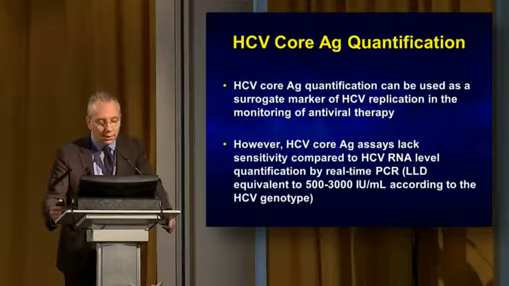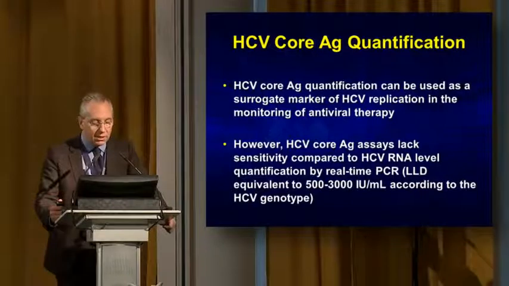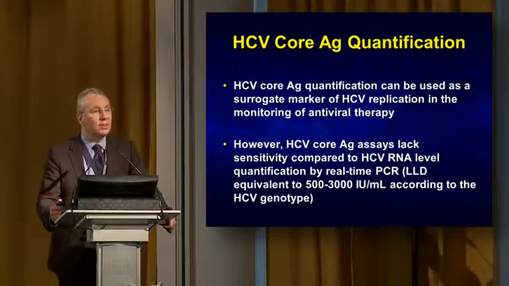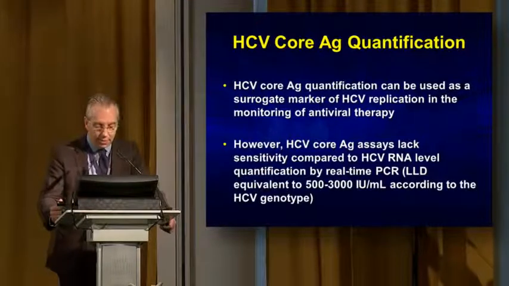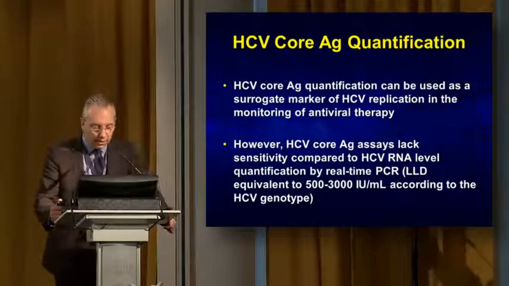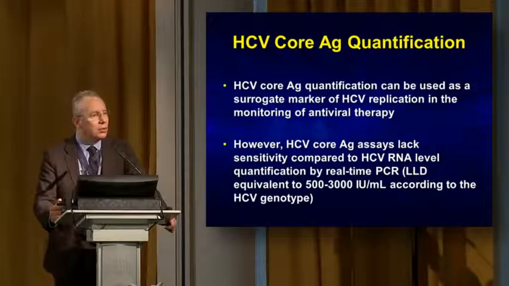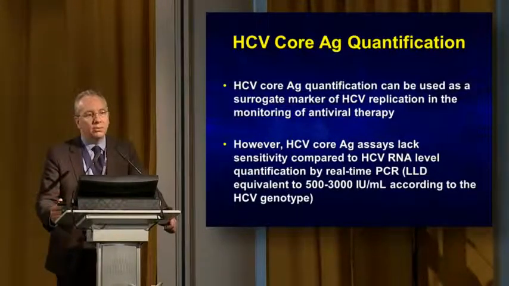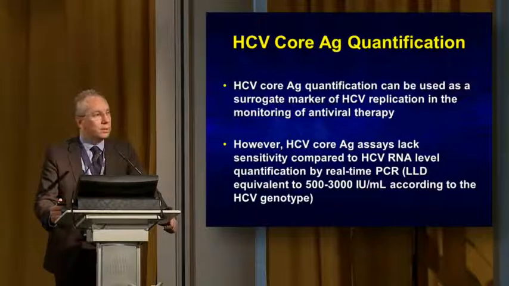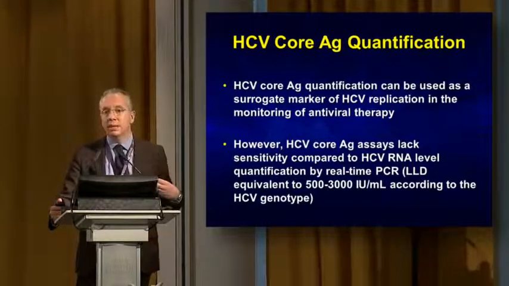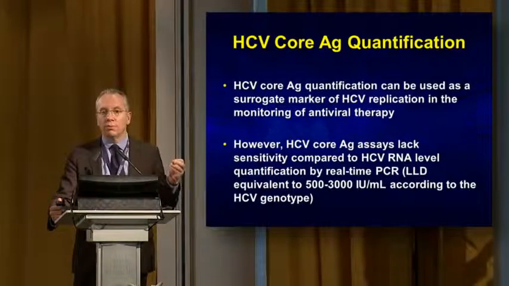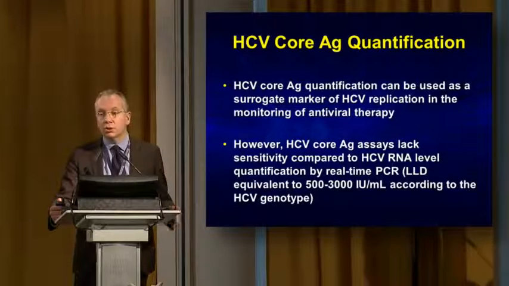However, if HEV core antigen quantification could be used as a surrogate marker of replication, it lacks sensitivity. If you compare it to HEV RNA level quantification by real-time PCR, the lower limit of detection of the core antigen assay is of the order of 500 to 3,000 international units per ml. And the decisions we have to make in clinical practice are based on cutoffs of the order of 15 to 20 international units per ml.